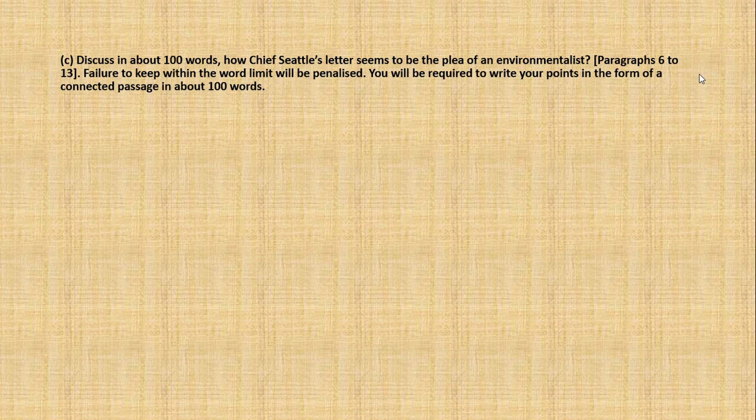So, coming to the last part, please pay attention now, because I know it's been a long video today, but this is just the last part. Discuss in about 100 words how Chief Seattle's letter seems to be the plea of an environmentalist. And in the bracket, it's written paragraphs 6 to 13. It means you have to refer to paragraphs 6 to 13 to find the answer to the question asked.